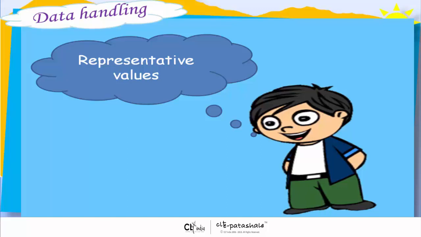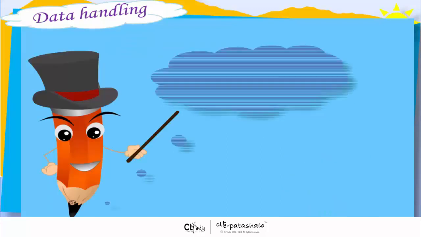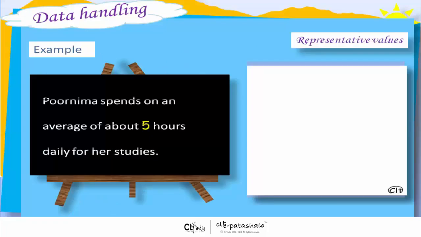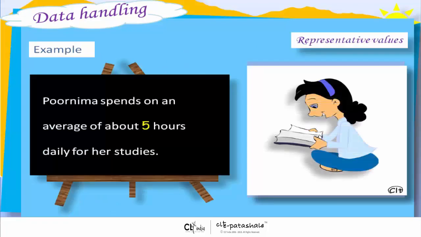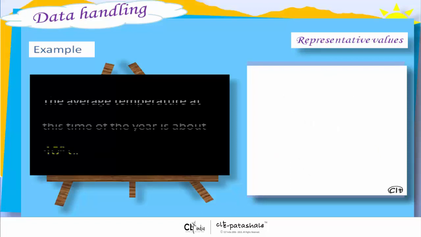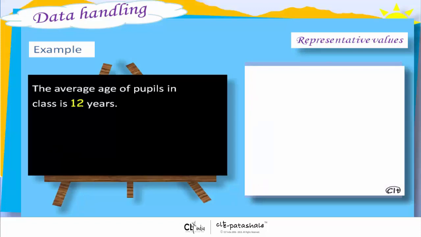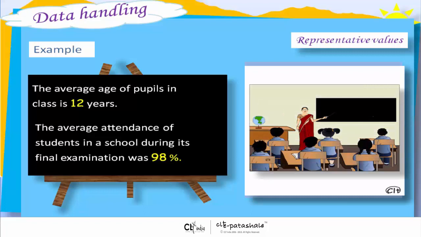Representative values. We use the word average in our day-to-day life. Purnima spends on an average of about 5 hours daily for her studies. The average temperature at this time of the year is about 40 degrees Celsius. The average age of pupils in the class is 12 years. The average attendance of students in a school during its final examination was 98%.